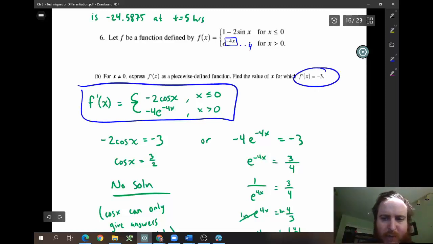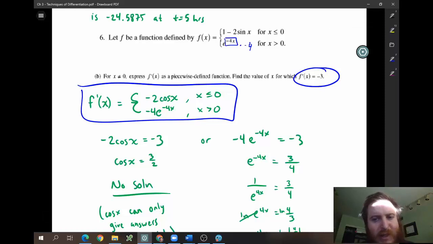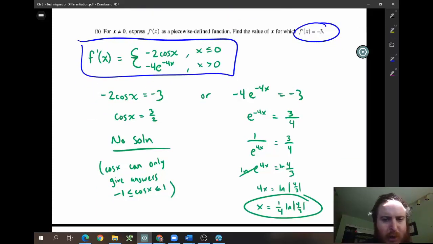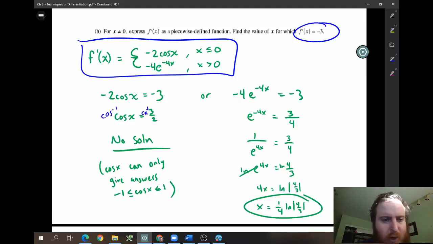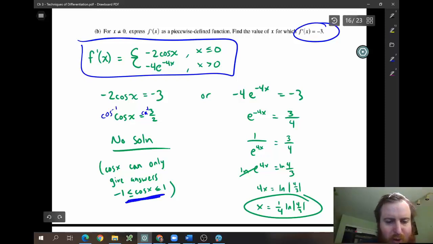The second part's a little bit tougher because it's asking, when is f prime of x equal to negative 3? So this is kind of working backwards. It's not saying plug in negative 3. It's saying set both equal to negative 3. So we're going to set the top equal to negative 3 and the bottom equal to negative 3. On the top, this was a non-calculator question, which also made it kind of tricky. When we divide by negative 2, we get cosine of x equals 3/2. This is like saying, where does cosine give us the answer of 3/2? Well, on your chart, there's nowhere. If you think of your unit circle or even the graph, you need to remember that the minimum cosine can ever be is negative 1, and the maximum it can ever be is positive 1.